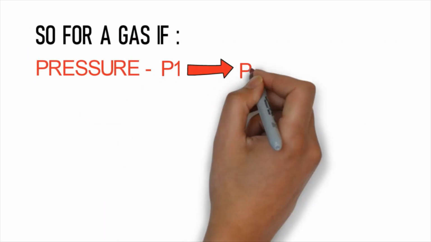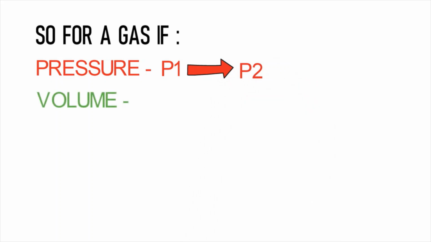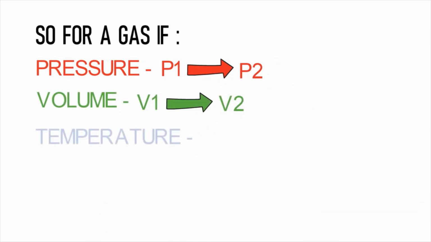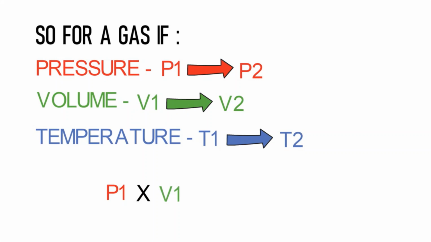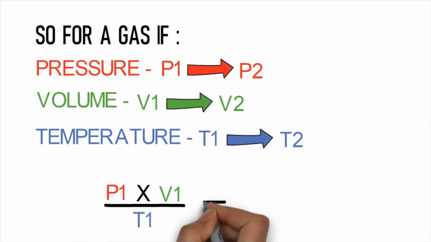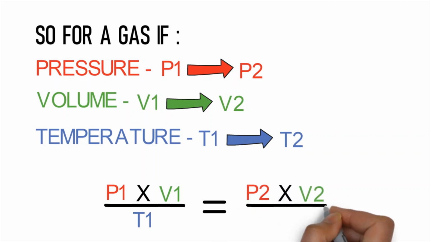So if pressure of a gas changes from P1 to P2, its volume changes from V1 to V2 and the temperature changes from T1 to T2, then it will be such that P1 multiplied by V1 divided by T1 will always be equal to P2 multiplied by V2 divided by T2.